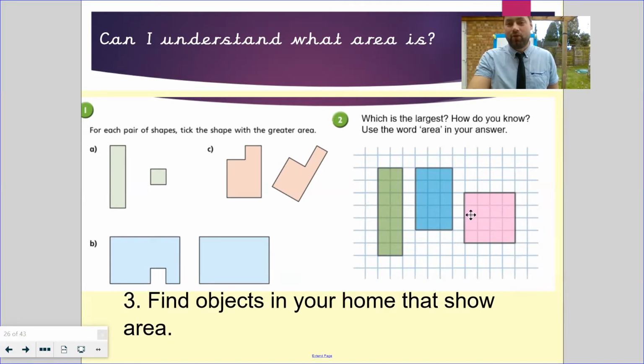And then here we've got 4, 8, 12, 16. So we've got 16 squares in this one. You can see how times tables are helping us out here. So the square is the largest area. So you would say the pink square has the area of 16 squares, which is larger than the other two, because the blue rectangle has 15 squares and the green rectangle has 14 squares. So that's how your answer should be. And then finding objects in your home, well, I'll just wait and see what you've got on Tapestry for me.